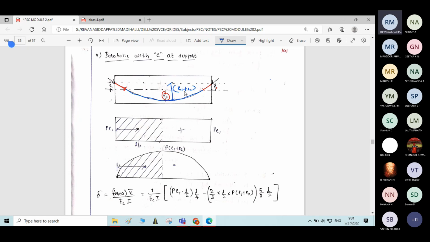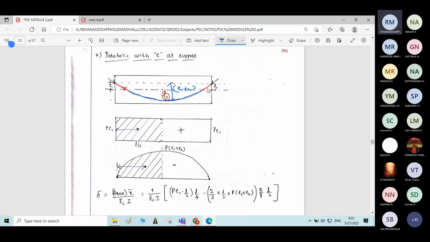Okay, total eccentricity of the cable is E1 plus E2. What we will do is find the deflection of the parabolic cable, including this overall E1 plus E2. In that, we'll deduct the deflection due to this E1 portion, PE1, so that we'll get the resultant deflection.